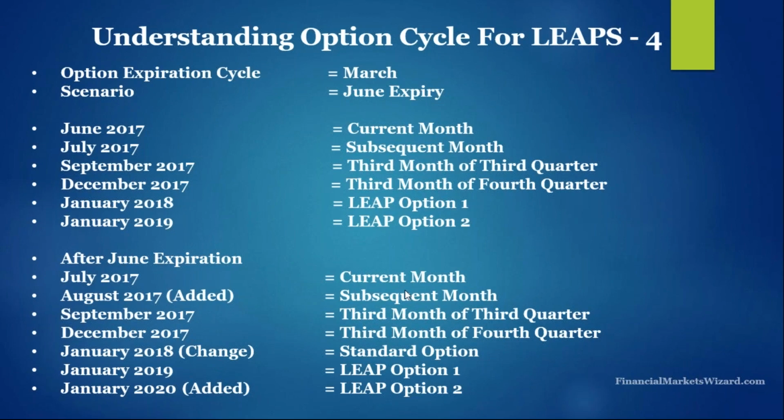So in summary, we always have the current month, we always have the subsequent month, and we always have 2 more months. These 2 months depend on what option cycle the stock is in. So the option cycles are 3: January cycle, February cycle, and March cycle.